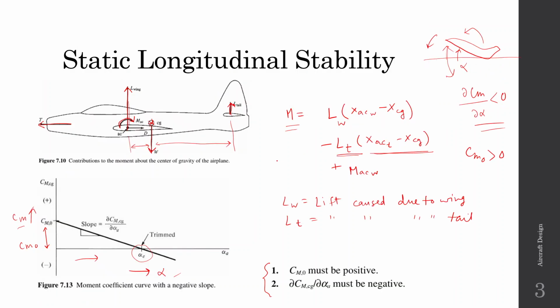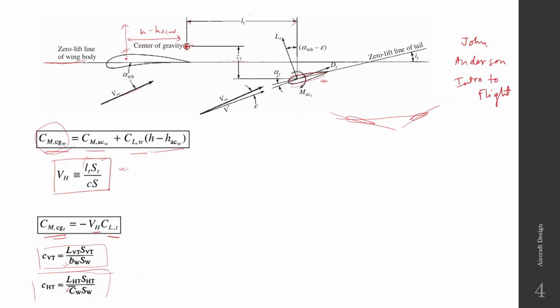Now I will talk about how you can ensure that these necessary conditions are satisfied. So first, if I come to the wing, usually a cambered aerofoil is used in modern aircraft because the cambered aerofoil tends to produce more lift than a normal, non-symmetric one.